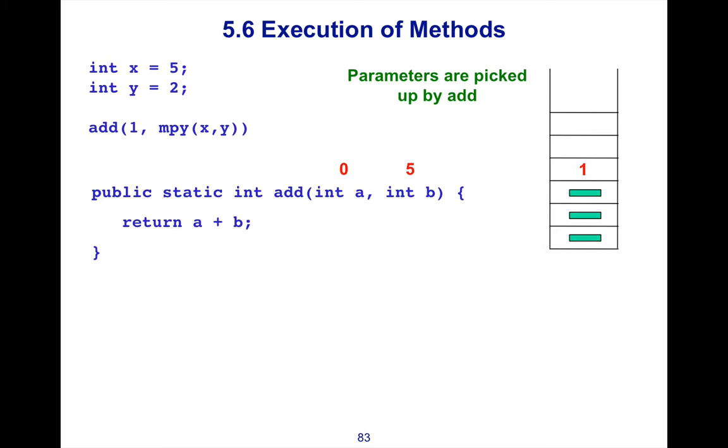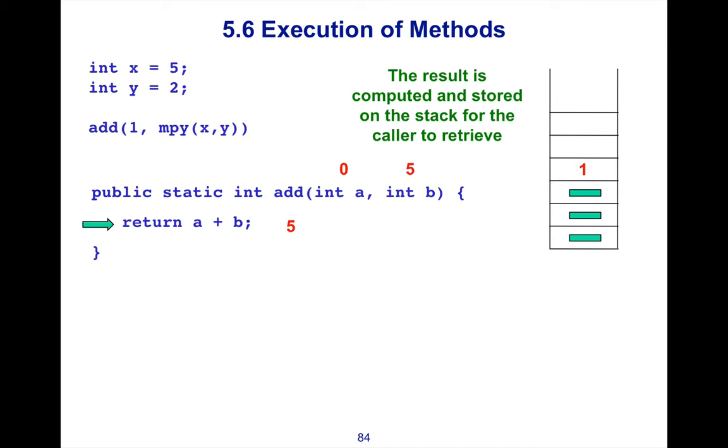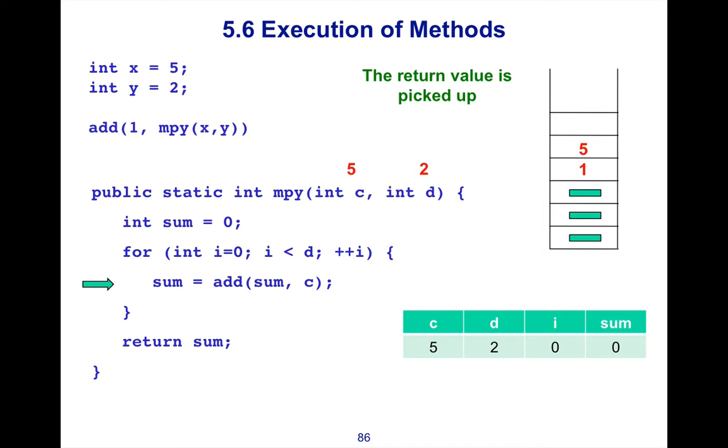Add takes two parameters, so it pops them off the stack, receiving them as a and b, respectively. These are then added together, and the result, when we're done, is pushed onto the stack. So after add is finished, 0 and 5 were popped off the stack, and the result of their sum, which is also a 5, is pushed on the stack. Multiply gets to pick up execution again once add is finished, and it knows to receive the answer from add from the top of the stack. So it pops it off the stack, substitutes it for the call to add, and then sum can be assigned the value 5.